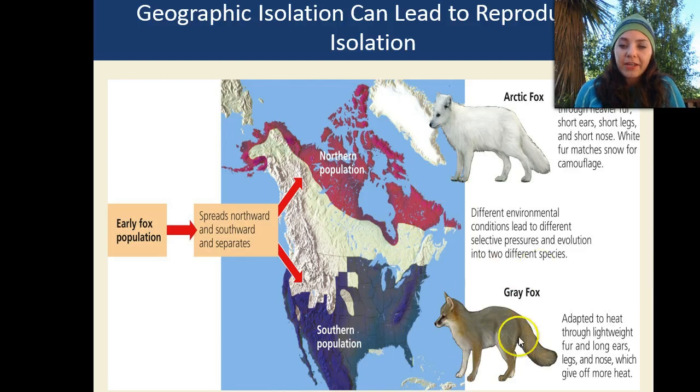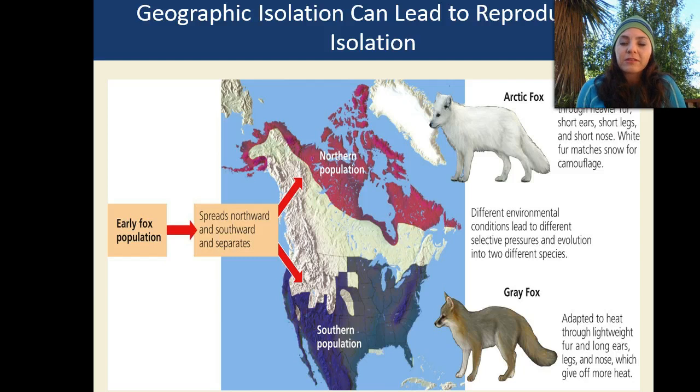Now the gray fox right here adapted to the heat. So it adapted to that through having a very light fur coat so it doesn't overheat. It has long ears to help get rid of heat, as well as a long nose to help get rid of heat as well. It also has longer legs, and all of these adaptations that this gray fox has help it to give off heat, while all of the adaptations that the Arctic fox has help it to conserve heat. So now the different environmental conditions or geographic isolation that separated them have led to different selective pressures.